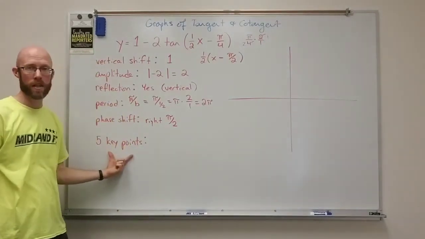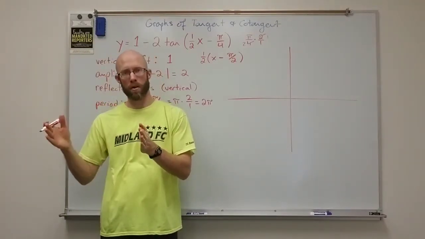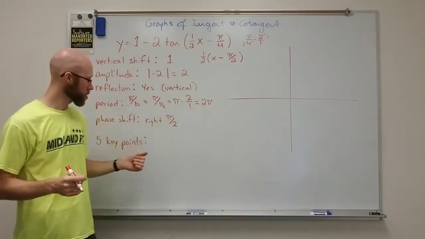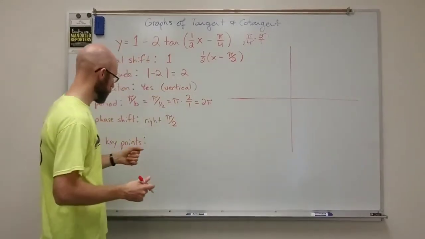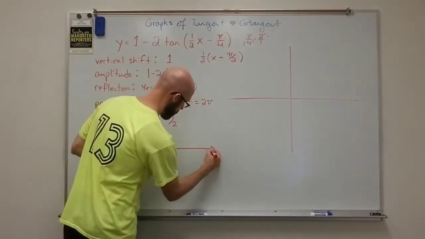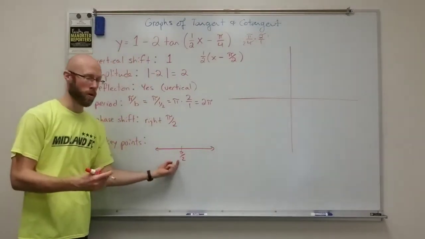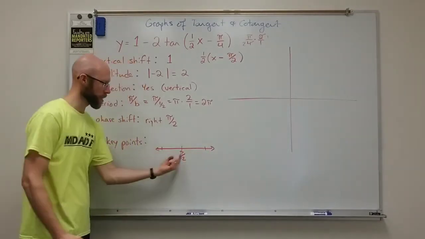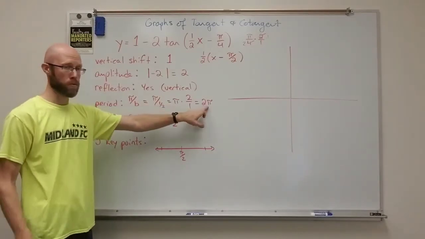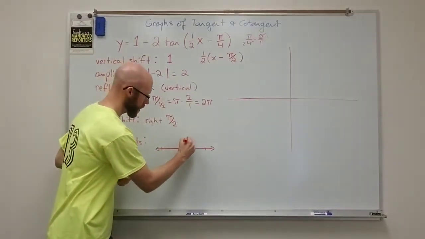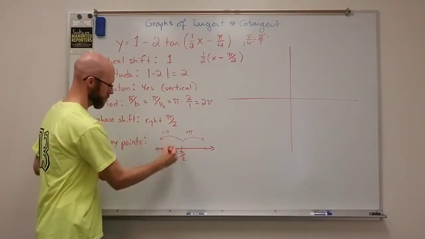All right, so that gives us sort of a framework. Now we've got to get our 5 key points. So what I'm going to do, instead of starting at the y-axis and going half the period to the left, half the period to the right, is start at pi over 2 and go half the period to the left, half the period to the right. So the 5 key points, I'm going to sketch them here. We start at pi over 2, that's our center point. Then you go half the period to the left and half the period to the right. Okay, so the period was 2 pi. So that means we've got to add pi and subtract pi.